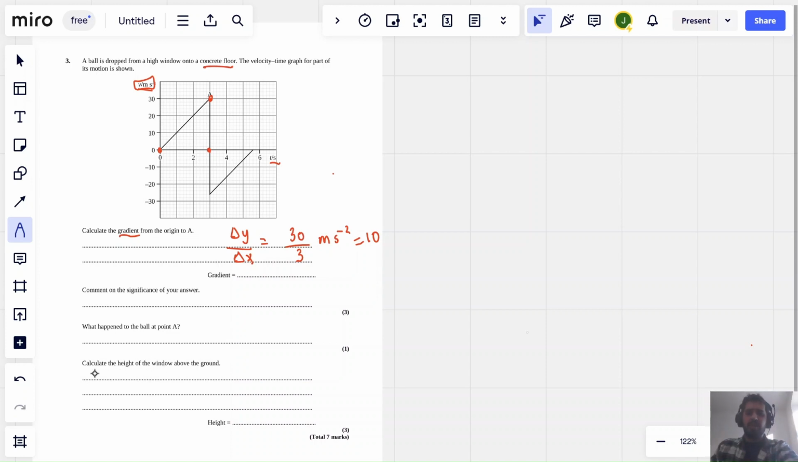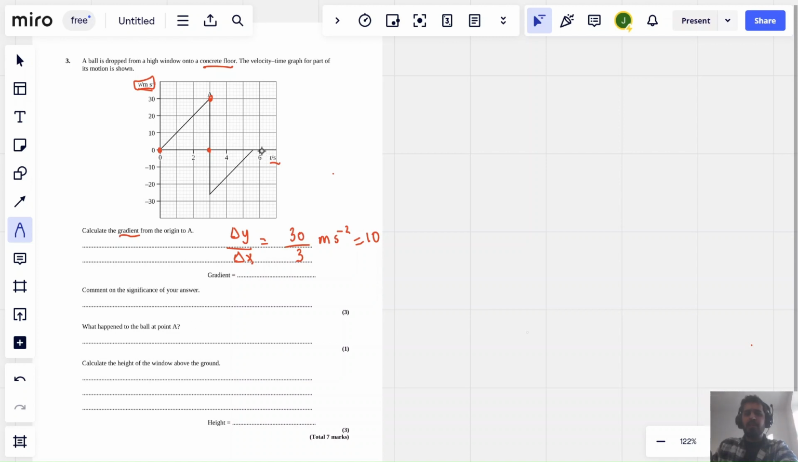And the last question is, calculate the height of the window above the ground. Now, in the previous question, we already solved a similar question, but for the previous question, we used the equation to solve for height. But for this question, I will use the second method, which is by calculating area under the graph.